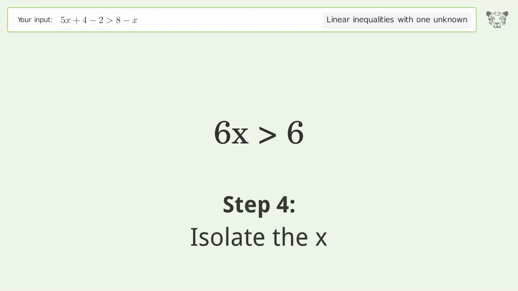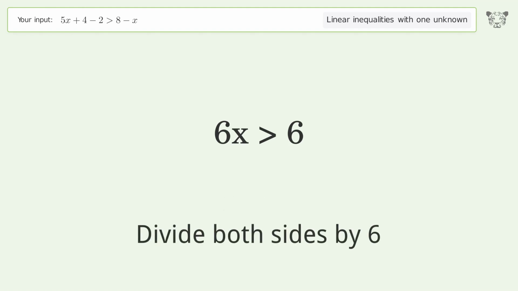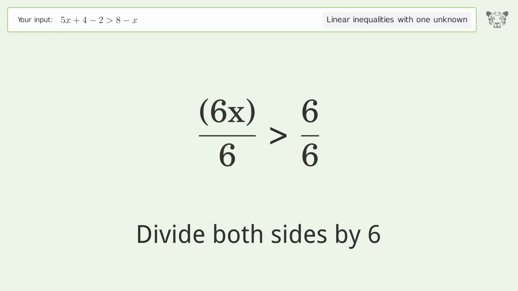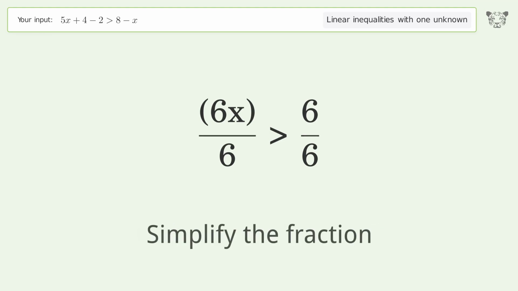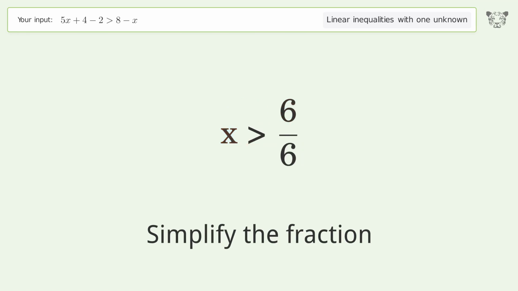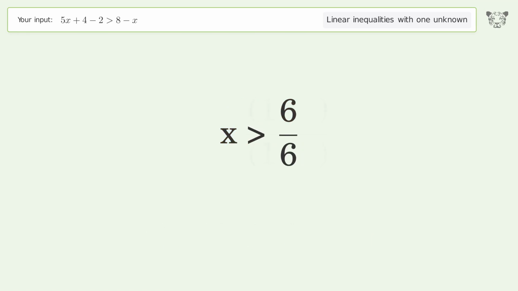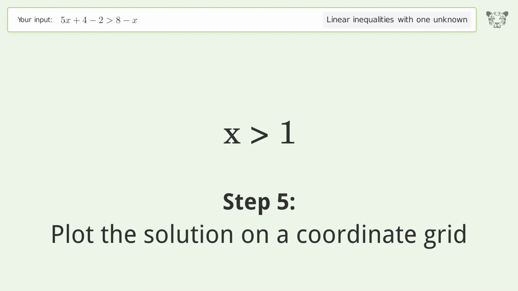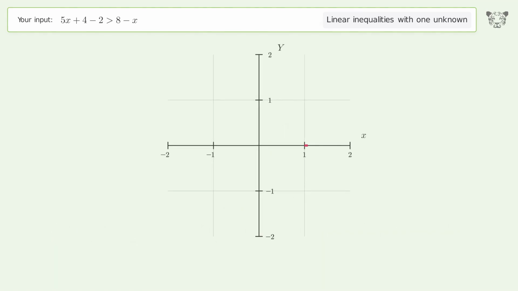Isolate the x. Divide both sides by 6. Simplify the fraction. Plot the solution on a coordinate grid. And so the final result is x greater than 1.